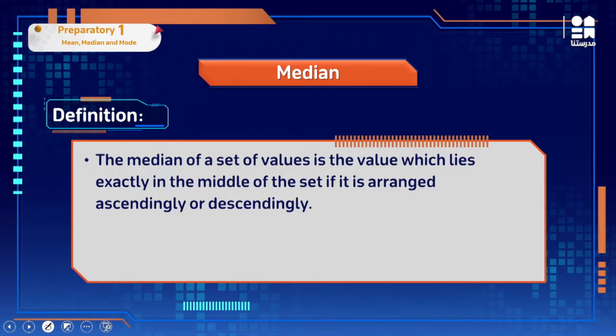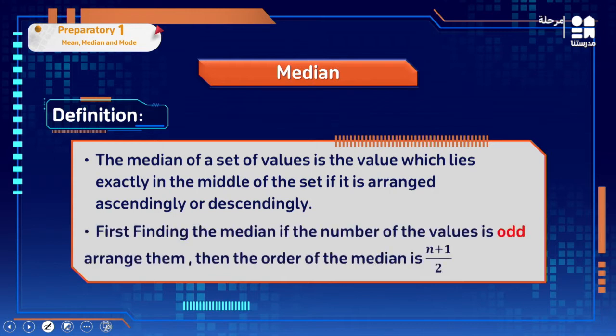In median, we have here the definition. Let me read it. The median of a set of values is the value which lies exactly in the middle of the set if it is arranged ascendingly or descendingly. So it's up to you to write it in any order. And then we will do it this way. First, find the median if the number of values is odd. So I have odd numbers. Arrange them, then the order of the median is n plus 1 over 2.